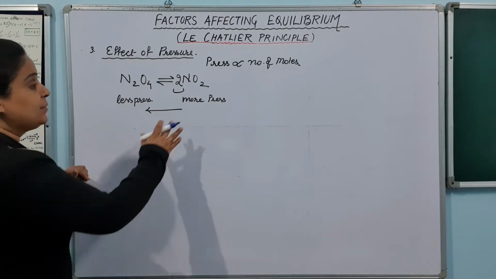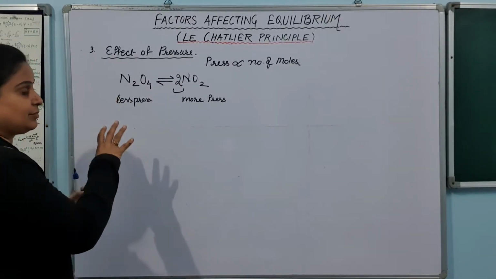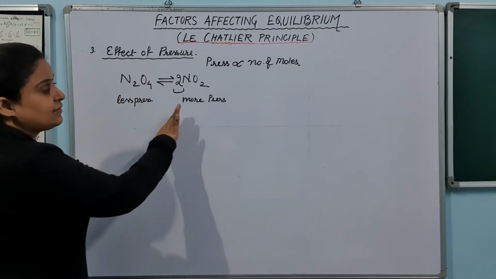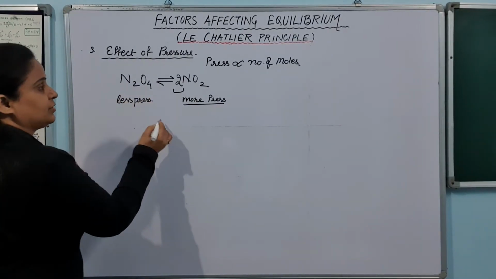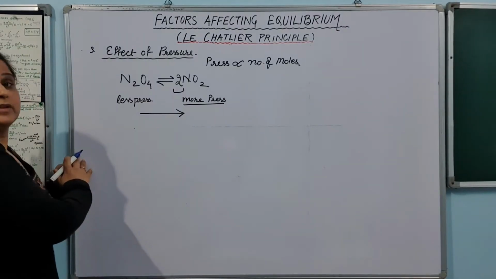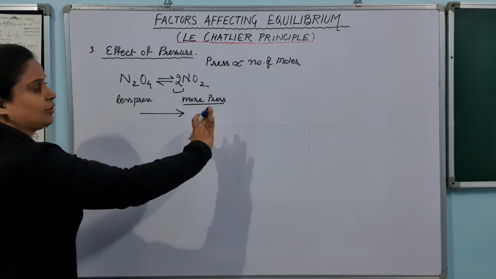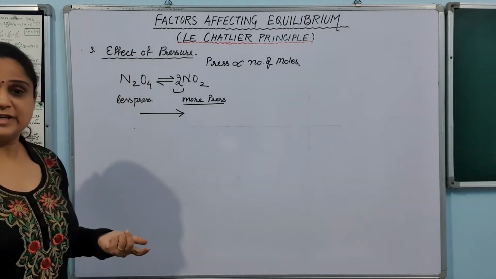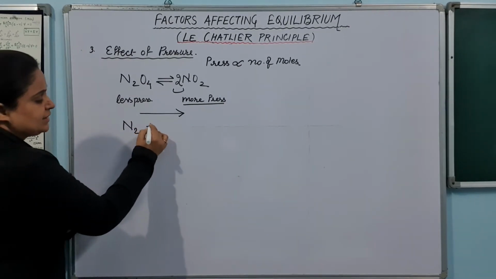Now just suppose I am decreasing the pressure. I am decreasing the pressure means the reaction will start moving to where the pressure is more. So at the lower pressure, the products will be formed in more amount, because the reaction will move in the forward direction. I hope it is clear. Let's take one more example to understand it. I am taking another reaction.